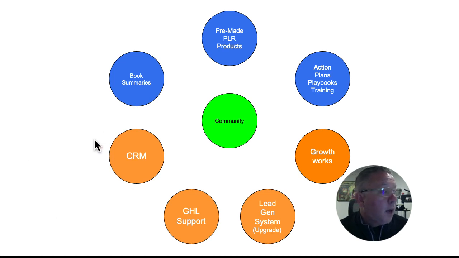And then the book summaries and the training center action plans, playbooks are all there, my pre-made products. These are the ones where we decide: do we want them? If we want them, let's implement it. Let's get it going, and we'll do that. But let me show you something before we get into the survey part.